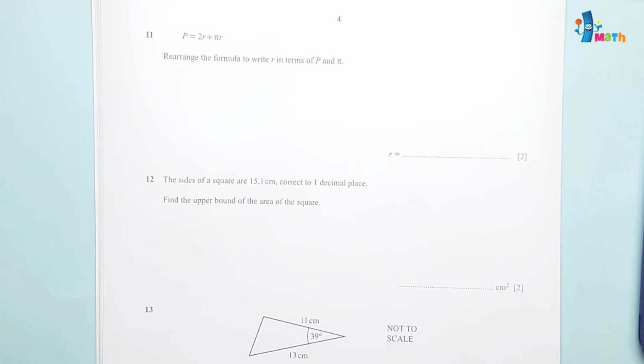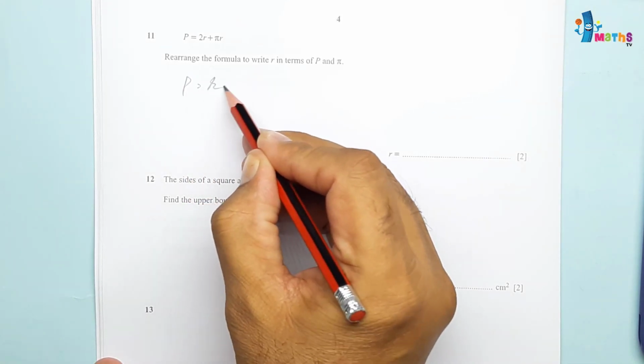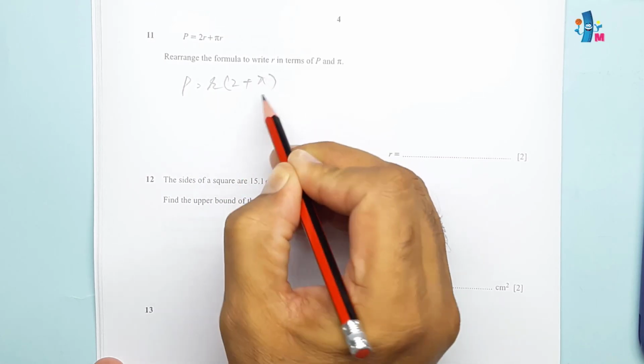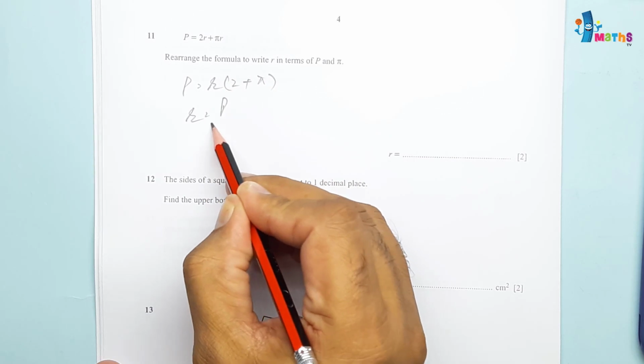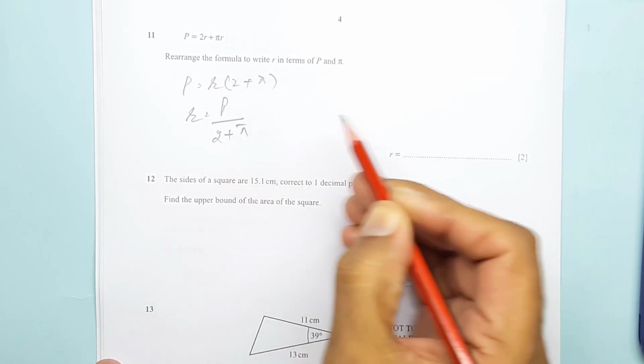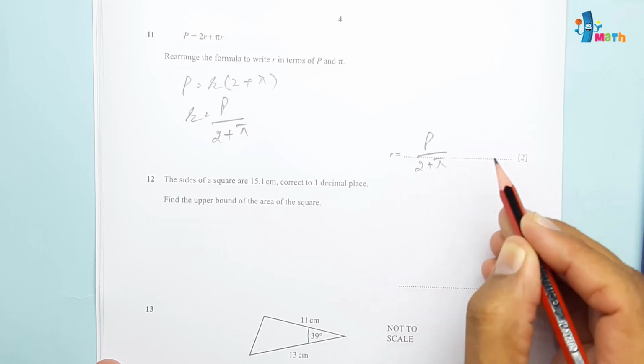Question number 11. We have to rearrange the formula and make r as subject, basically. So p will be equal to r, we can take common, 2 plus pi, and r will be equal to p over 2 plus pi, and we can write here answer p over 2 plus pi.